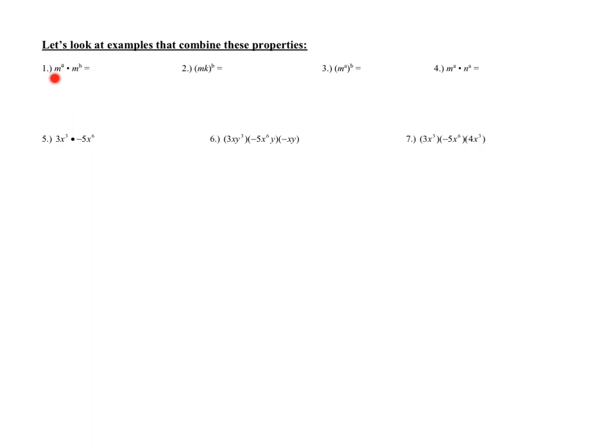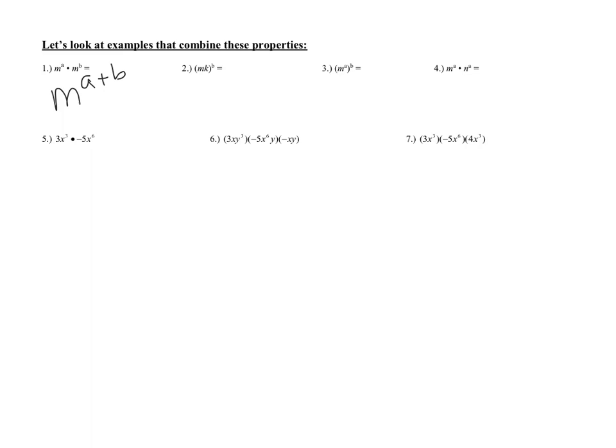If you have the same base and you're multiplying, what you're doing with the exponents is you're adding them. So this is going to become m to the a plus b. That's what you're doing. You're adding the exponents. The base stays the same, you add the exponents.